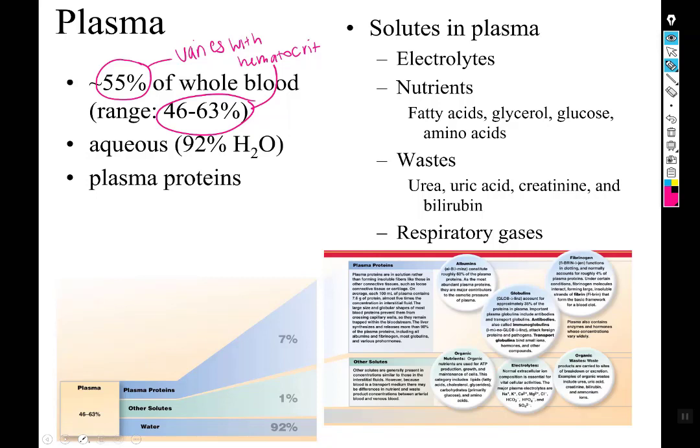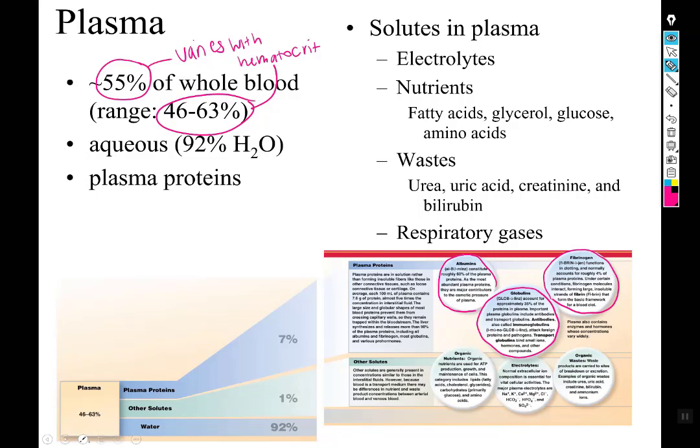Plasma is mostly water, but there are also plasma proteins. And these include albumins, which are a group of small proteins made by the liver, but they contribute strongly to what's called osmotic pressure. Globulins, these are antibodies, among other things, but primarily antibodies. So these are proteins that stick to pathogens. And fibrinogen, which is a precursor for fibrin, which is responsible for clotting.